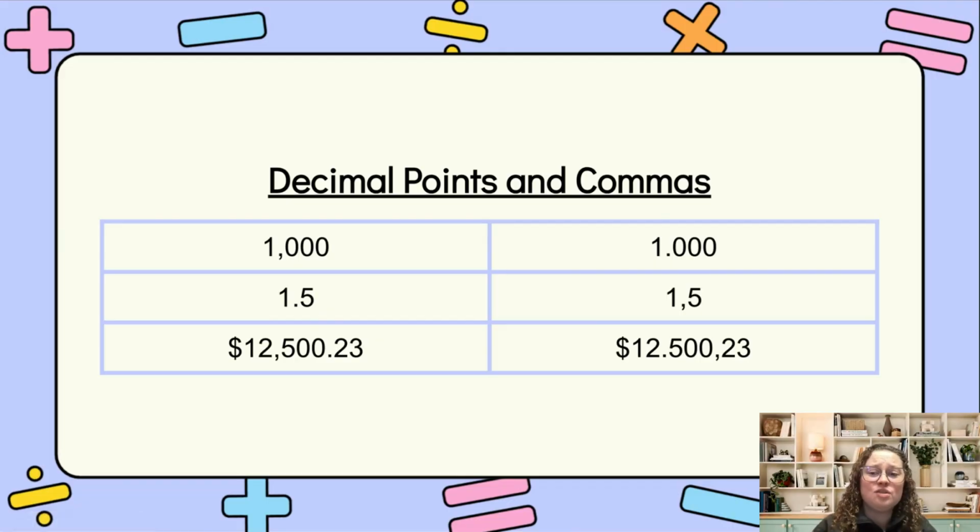$12,500.23. But did you know that the use of commas and decimal points are not universal? There are some countries who switch them. For example, when I was in Argentina, they used the decimal point where we would use a comma. So this is the number 1000. And they used a comma where we would use a decimal point. So this is 1 and 5/10. Or look here at this number, $12,500.23. That seems so different to us, but there are actually many countries who use that system.